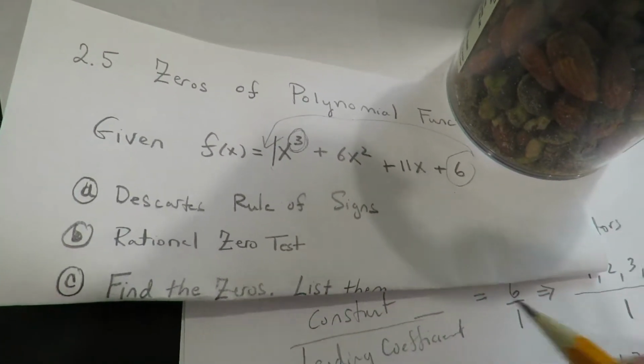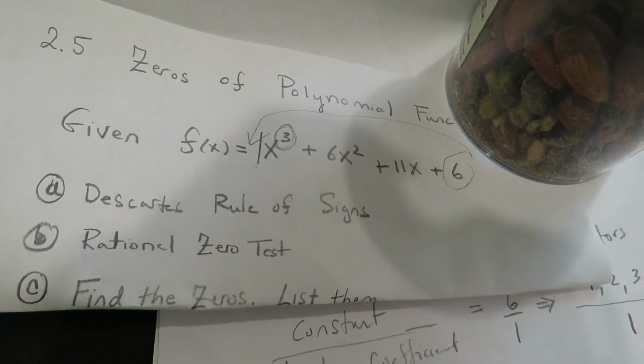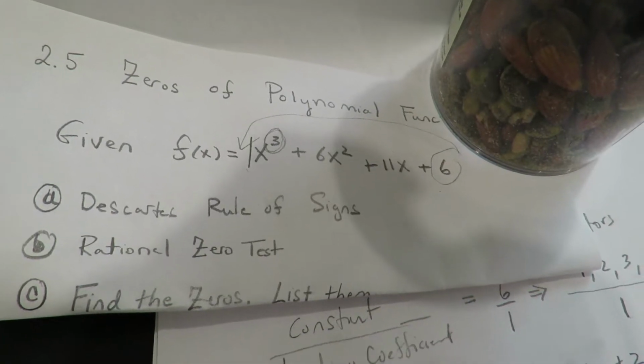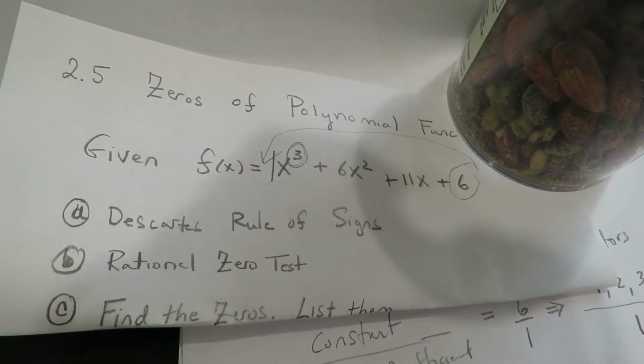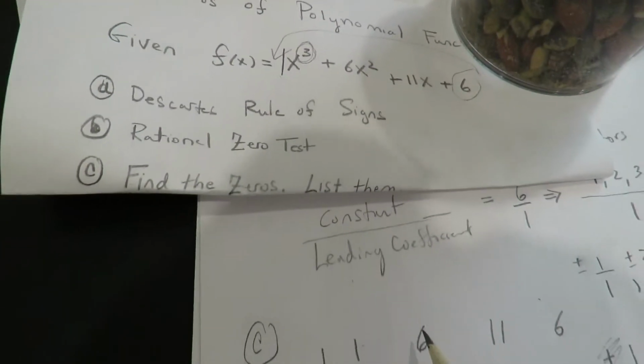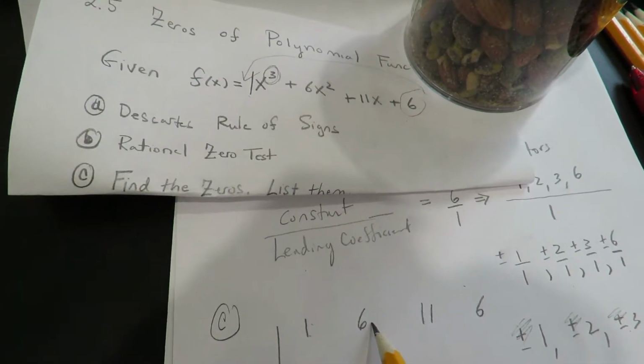Okay, so here we go. This has a 1, a 6, an 11, and a 6. And it's not missing any degrees. Cube. Got the cube, the quad, the linear, and the constant. Okay, awesome.